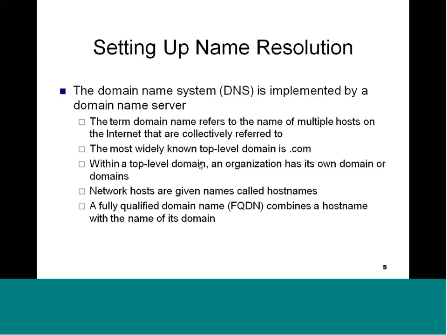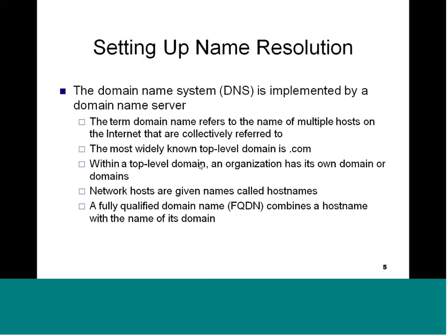An organization can have its own domain or collection of domains. The names of the network hosts are the host names, and the FQDN refers to the fully qualified domain name. It combines the host name with the name of the domain. We will see some examples in a later section. So this is how you would set up the name resolution.